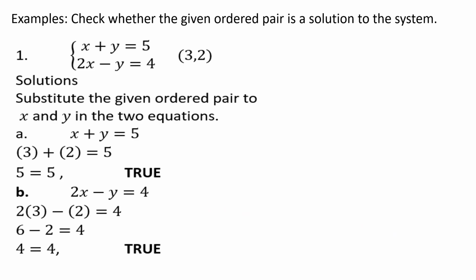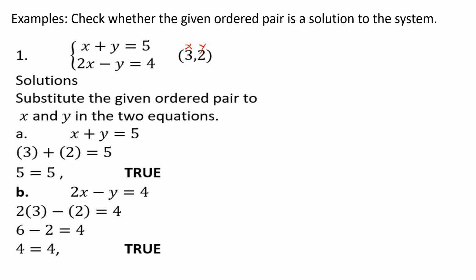Okay, so let's have here an example. Check whether the given pair is a solution to the system. So we have here number one, a pair of linear equations: x plus y equals 5 and 2x minus y equals 4. So we have given here an assumed ordered pair, (3, 2), as the solution to our system. So we substitute the given ordered pair to x and y in the two equations. So let's substitute this to determine if it is really the solution set. So this is our x and y.